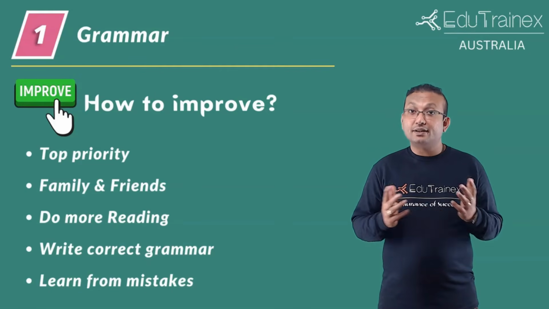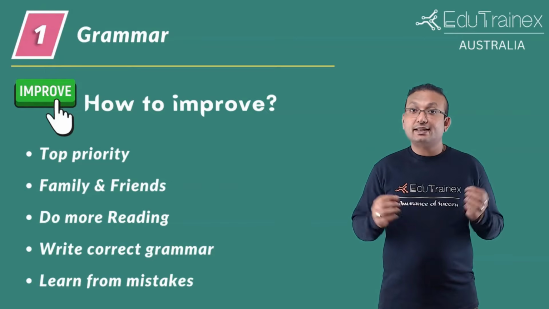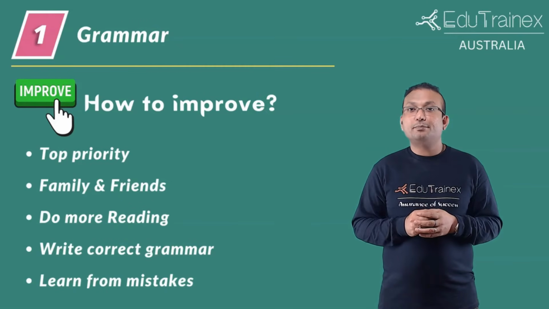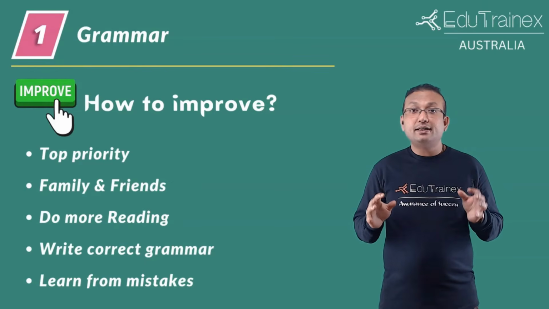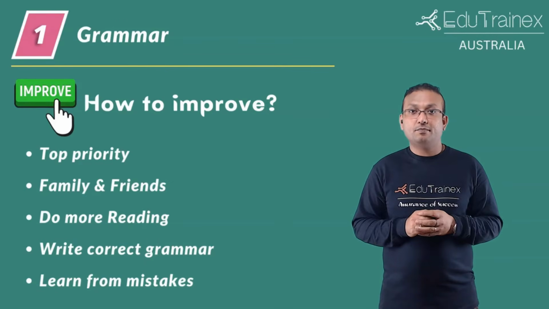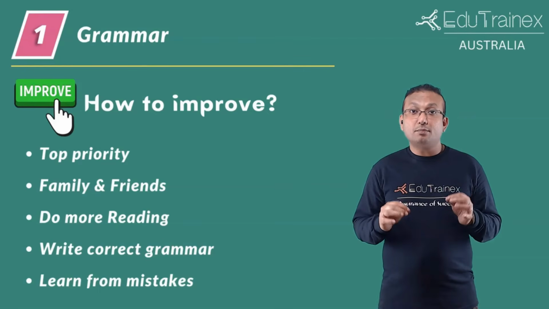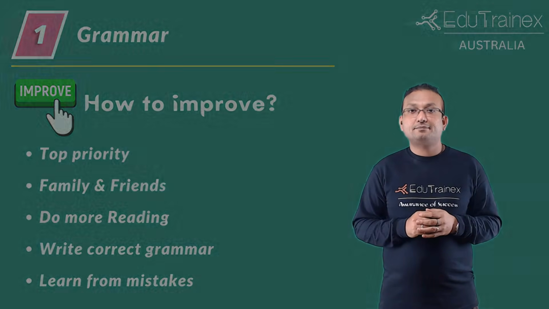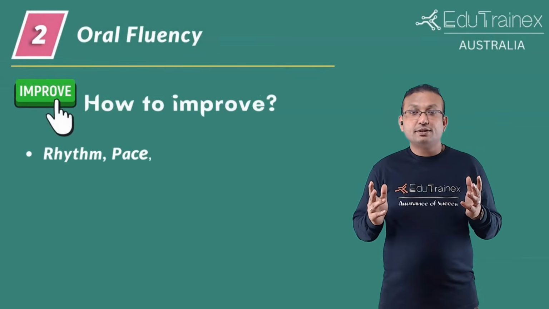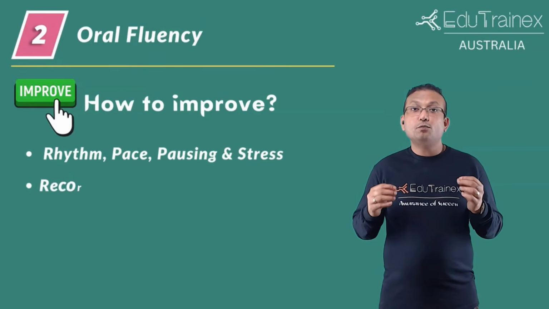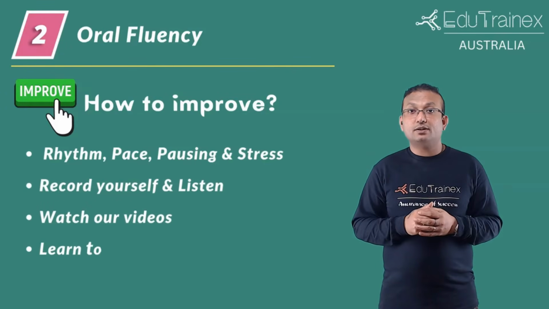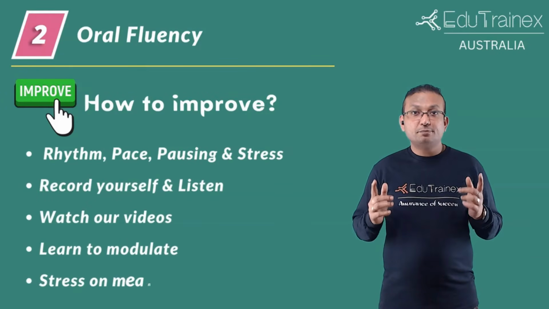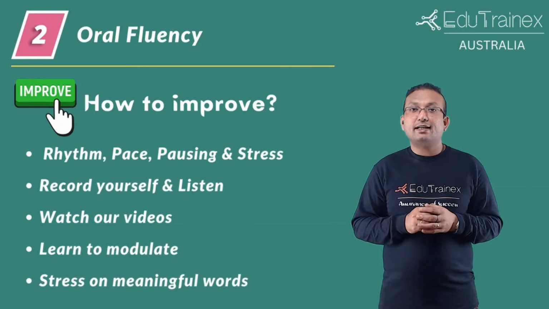Take more interest in reading, like books, magazines, editorials, and even good quality blogs can help you. Develop a habit of writing grammatically correct English every time. Make it a routine to check your grammar every time you write something and then learn from your mistakes. Next, for oral fluency, you need to work on your voice rhythm, pace and pausing, and stressing on the correct words. Watch our video on speaking tasks to get more understanding.